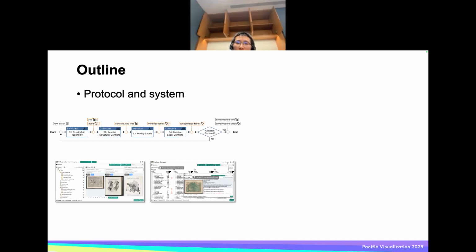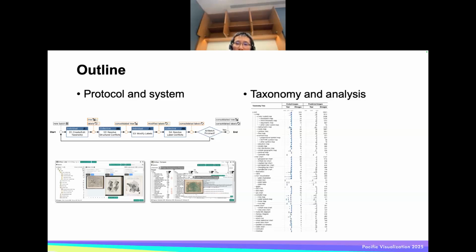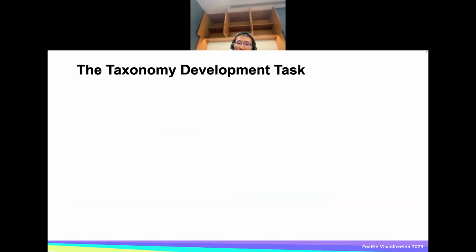In the following, I will first introduce the protocol and system we developed for taxonomy development from an image corpus. Then I will describe the resulting taxonomy for historical viz that we developed with the protocol and system, as well as an analysis of the resulting taxonomy.